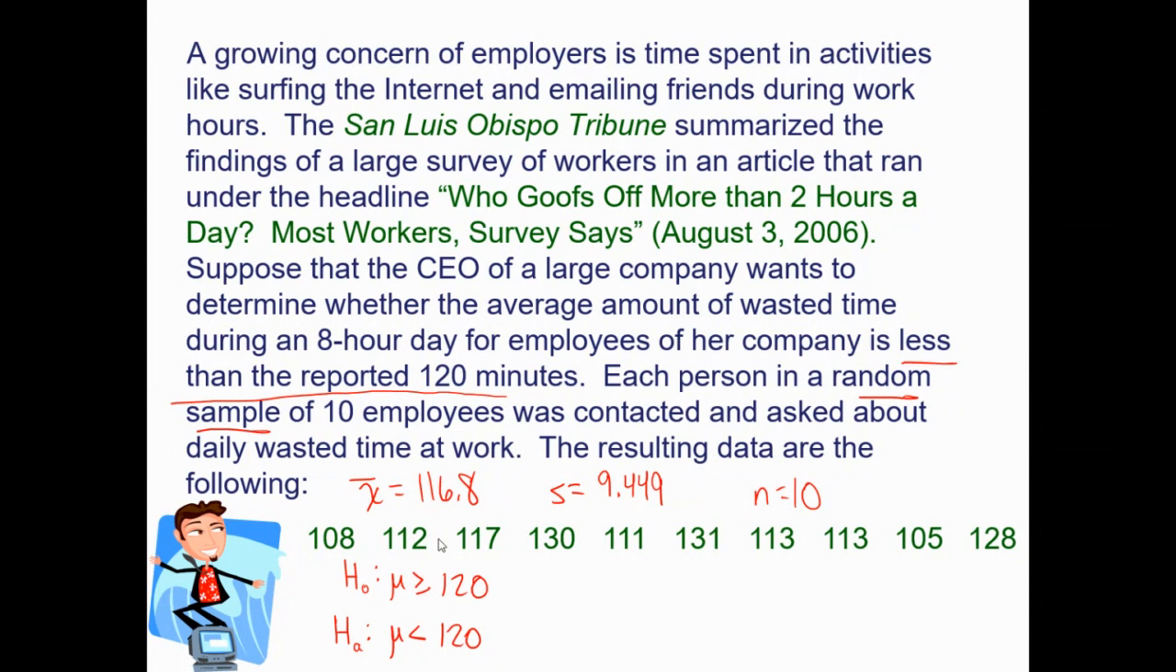And what is mu? Average, mean. So it's the true mean wasted time per day while at work.